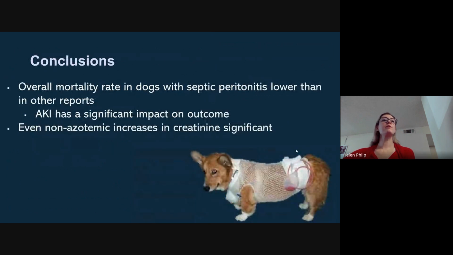And so in conclusion from this paper, they report the overall mortality rate in dogs with septic peritonitis is lower than in other reports, but those patients that develop AKI, that has a significant outcome impact. And even non-azotemic increases in creatinine are significant, but I'm definitely preaching to the converted on that one.